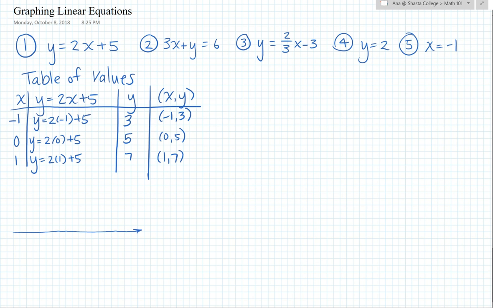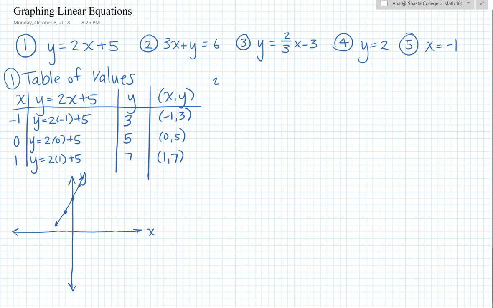When you're graphing a line, it only takes 2 points to create a line, but you always want to do another one just in case, to make sure that your line is going in the right direction and you haven't done any math wrong. The point -1, 3 means I go back 1 on the x-axis and up 3 to make a point. 0, 5, I'm at 0 on the x, 1, 2, 3, 4, 5, up. And then 1, 7. I go to the right 1 and up 7. And there is my line. I want to extend it out, draw some arrows. Easy peasy. That's for graph number 1.